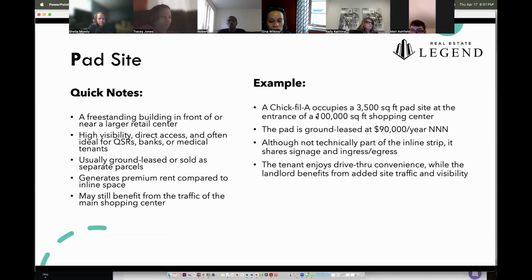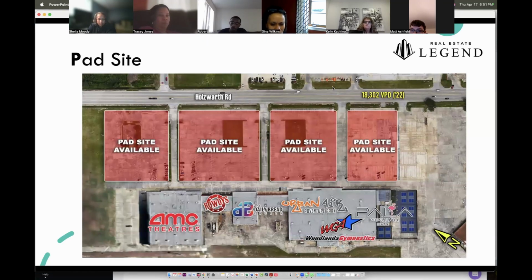Pad site. So pad sites look like this. You see a very busy road, like Hallsworth. I don't know where that is. I just found it online. But you find a busy road, and right off the road are these pad sites. So back here, back on the property, you see the anchor, like the AMC would be the anchor tenant, right? These would be the inline tenants: Rowdy's, Daily Bread Church, Urban. Personally, I haven't heard of any of these. Again, this is a screenshot I took from a different state, so I don't really think these are big businesses.